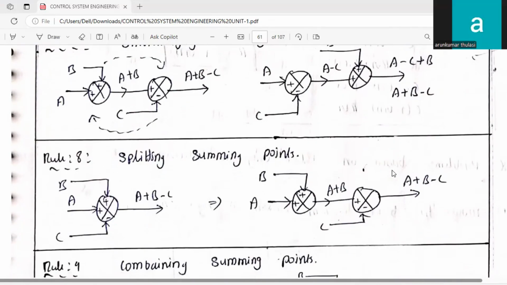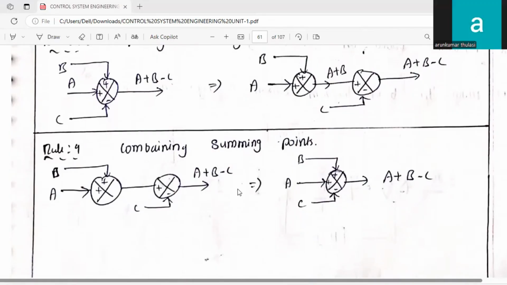Next, splitting the summing point. A summing point can add three inputs and give one output. If you want to split this, we have to split the summing point to simplify the block diagram reduction. So here A, B, C, these three signals are added at one summing point with the signs plus, plus, minus. We have to split the summing point into two. So this is the way of splitting the summing point when it has more than two signals. So this is the way we can split the summing point.